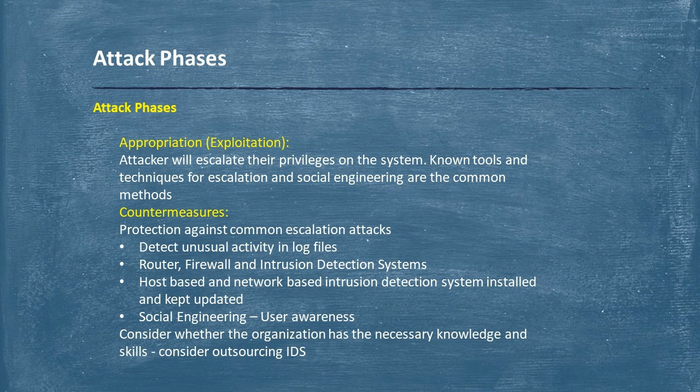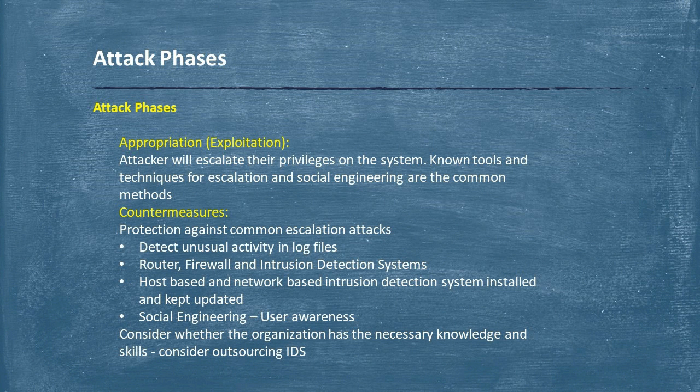The attacker will escalate the privilege using tools like what we were discussing, or even a social engineering technique or any other method. For example, we saw that the attacker has gained access to the unused user ID. Now he will escalate the privilege, and from that he will get some other user ID and password which has more privileges. What are the countermeasures? How do we avoid this?